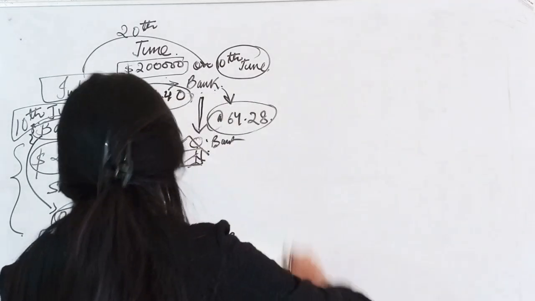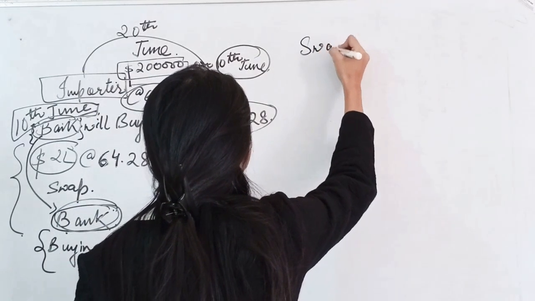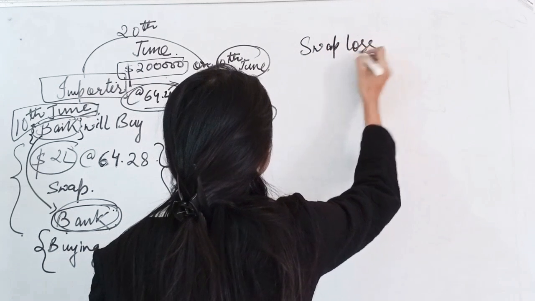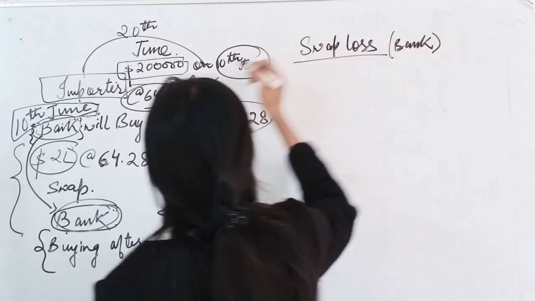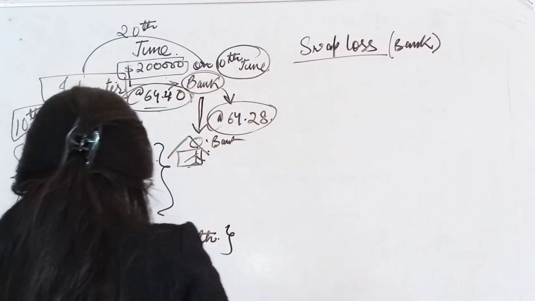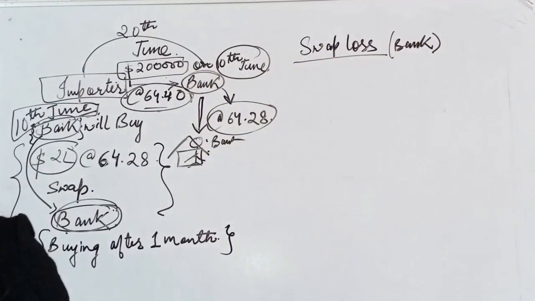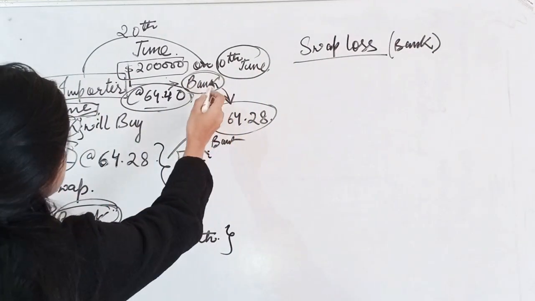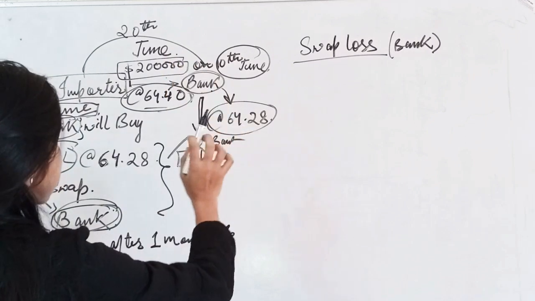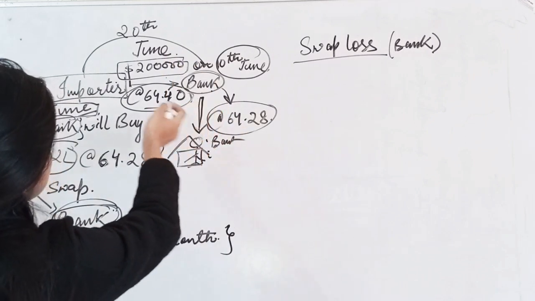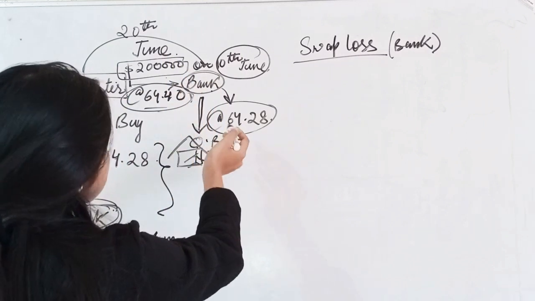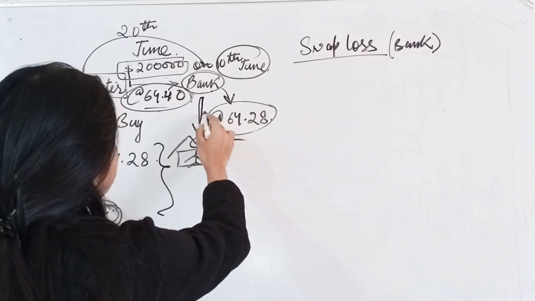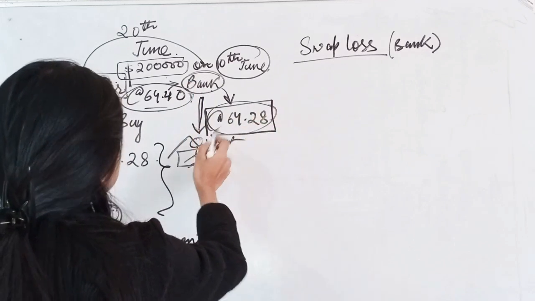So we are going to find out the swap loss, which will occur to the main bank, this bank. Here, this bank will be asked on 10th of June that it doesn't matter whether the importer came to you or not, you have to buy $2 lakh from me at the agreed rate, that is 64.28.